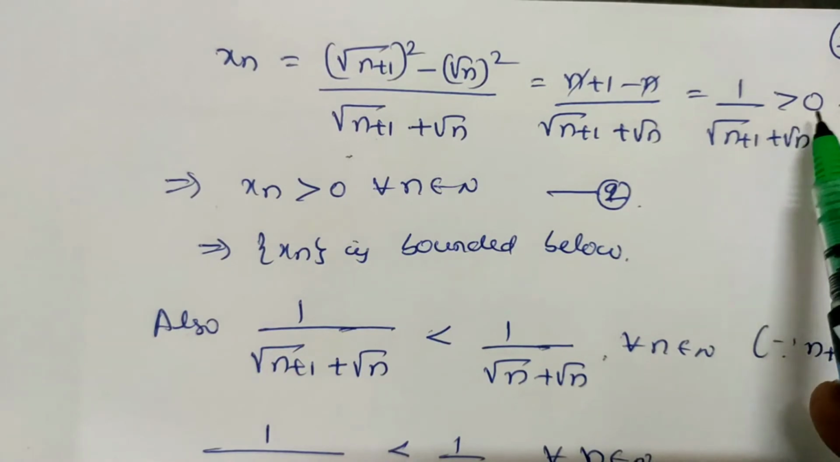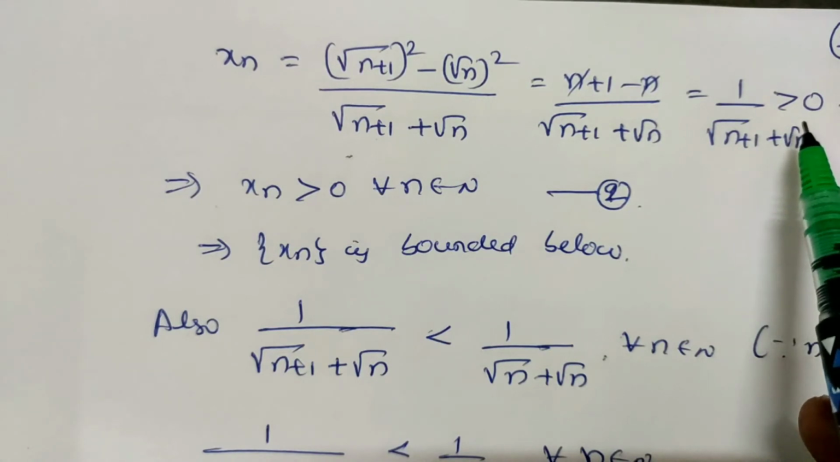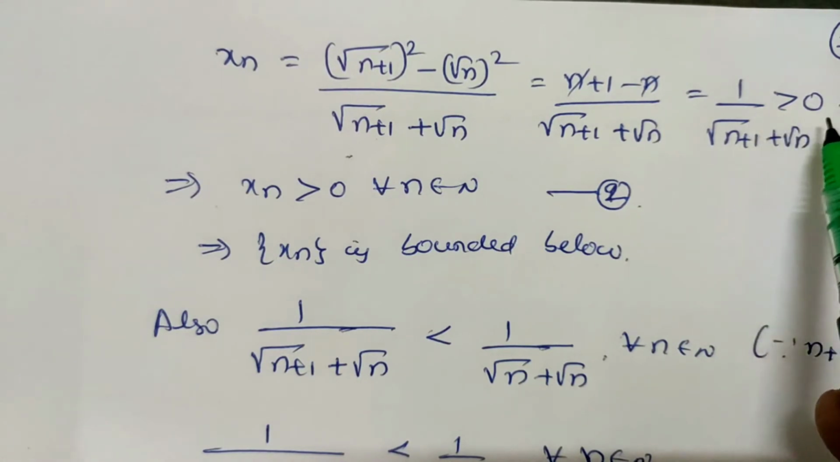So again it is greater than 0. Because we know, to find whether it is bounded or not, we have to show that xn should be within some limit. It should be greater than some value and less than some value. So here it is definitely positive, which means it is greater than 0.